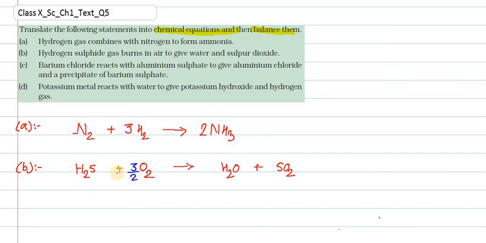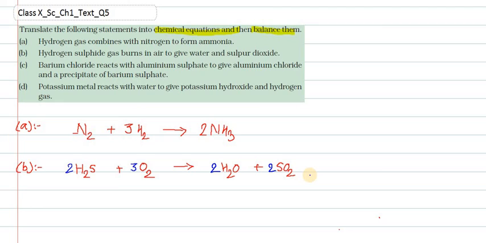Now since 3 by 2 is not a whole number, we have to make this 3 by 2 a whole number. To make 3 by 2 a whole number, we multiply 2 on both left hand and right hand side. So if we multiply 2, it becomes 2H2S. Now 3 by 2, we have to multiply 2 here again. So if you multiply 3 by 2 and 2, you will get 3. So this will become 3O2. And in the right hand side, we have 2H2O plus 2SO2.